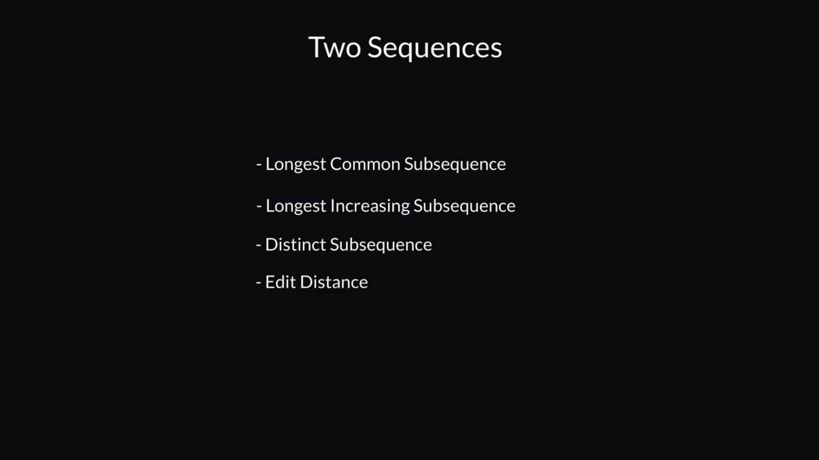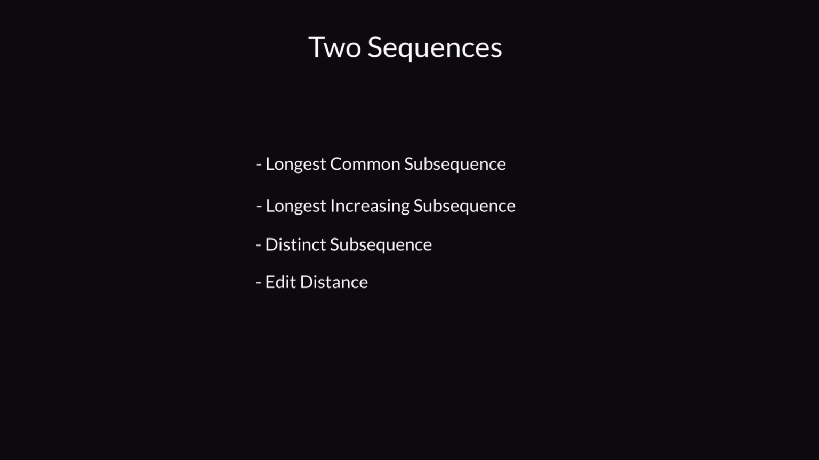Some popular problems that fit into this pattern are longest common subsequence, longest increasing subsequence, distinct subsequence, and edit distance, to name a few. The two sequences dynamic programming pattern revolves around solving problems that involve two linear sequences, such as two arrays or strings. The primary objective is to compute values that relate to both sequences. This usually involves trying to find subsequences in both of the input strings to perform a comparison or something similar. The classic example of a two-sequence problem is the longest common subsequence.